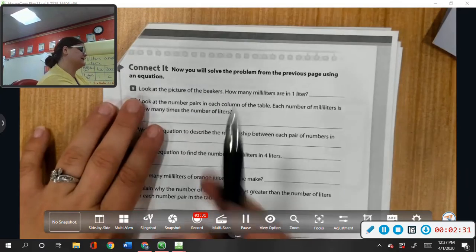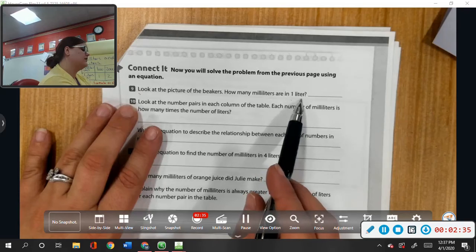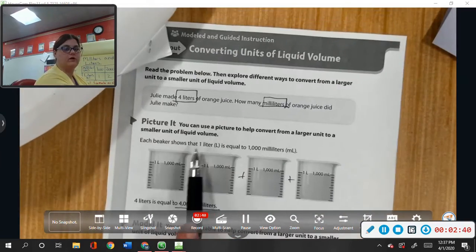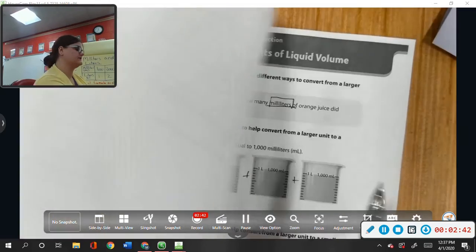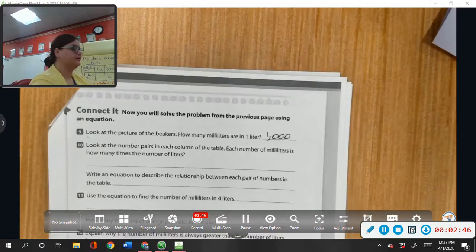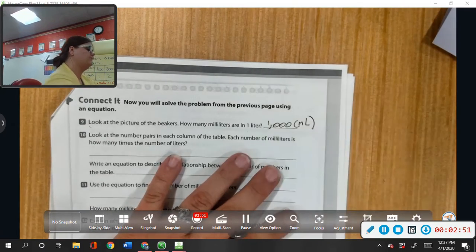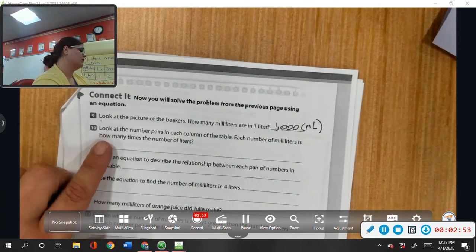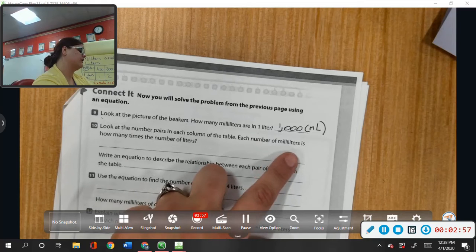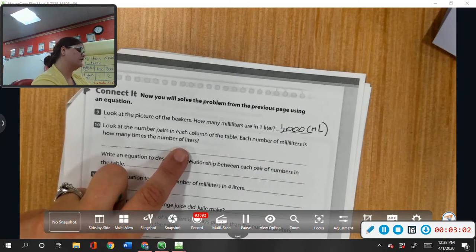Number 9, look at the picture of the beakers. How many milliliters are in 1 liter? Well, they told us 1 liter was the same as 1,000 milliliters. Don't forget to put your unit of measurement off to the side, okay? Little m, big L. Look at the number pairs in each column of the table. Each number of milliliters is how many times the number of liters?